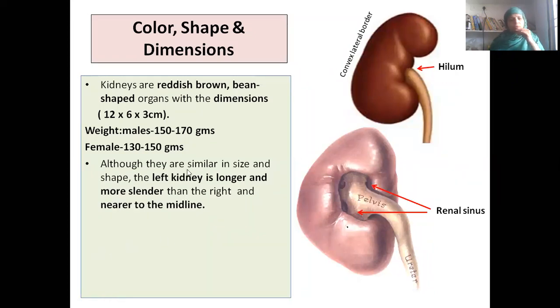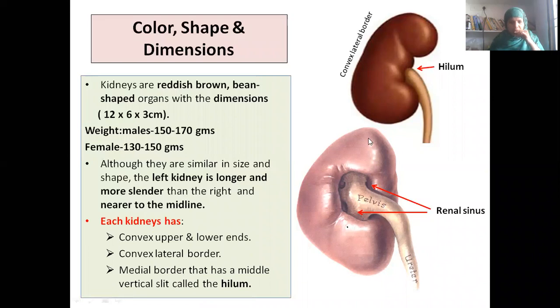Then in the cadaver, you will see the left kidney is longer and slender. It is thin and long when you compare it with the right kidney. Actually, the left one is nearer to the midline. So each kidney has upper and lower ends and a convex lateral border. Then the medial border is a little vertical, and it has an opening. This opening in the vertical border is called the hilum.